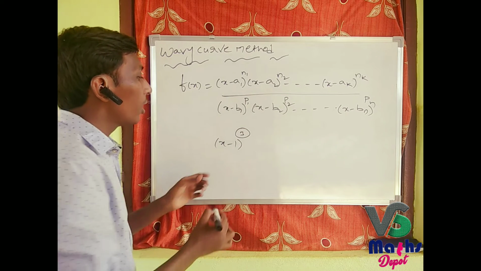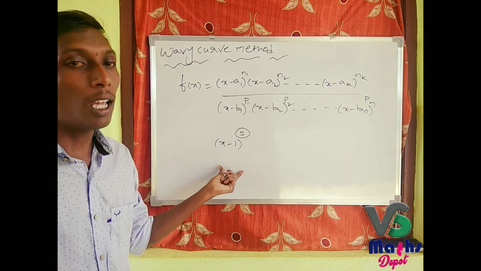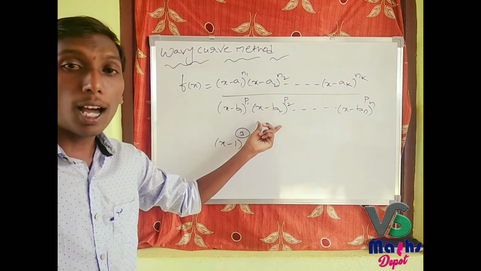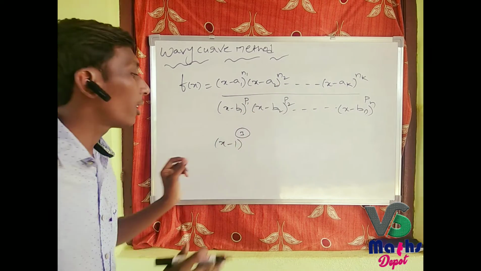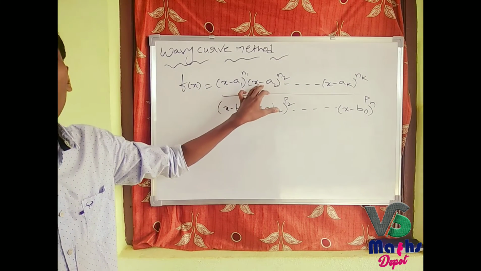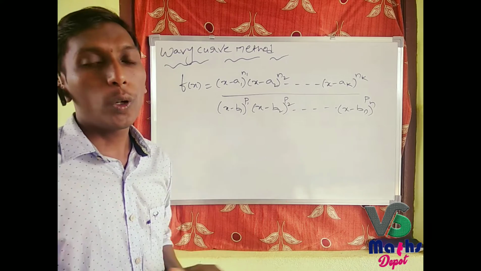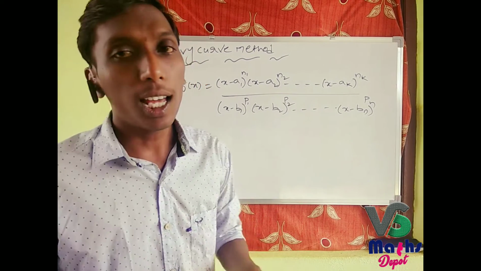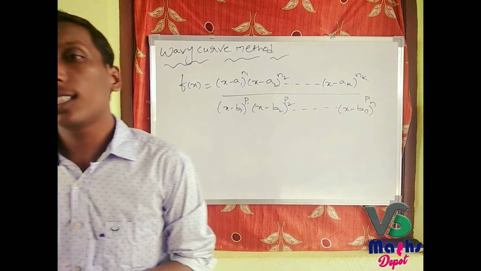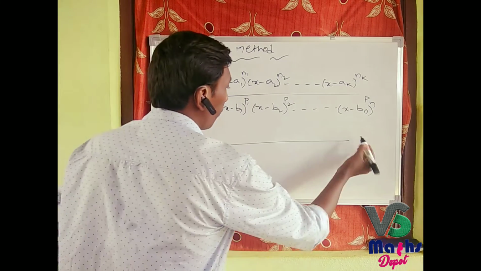This is the odd power. So we have to take all odd power factors of the numerator as well as the denominator, and equate them to zero, so we will get the points. These are called critical points. Denote them on the number line.